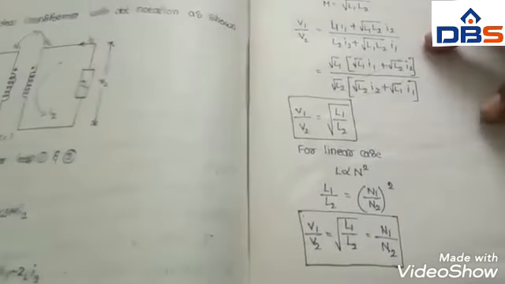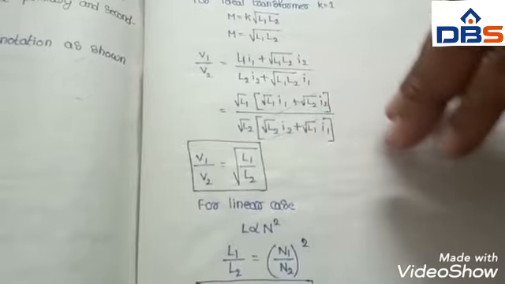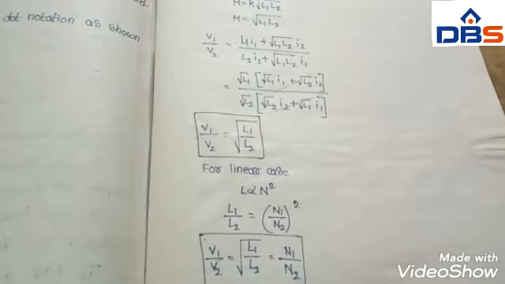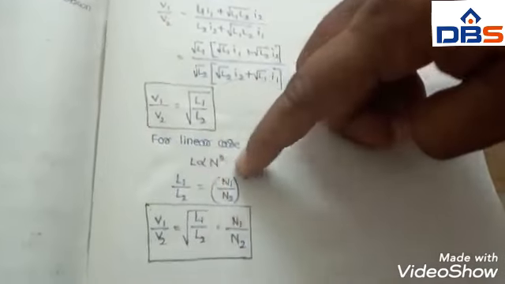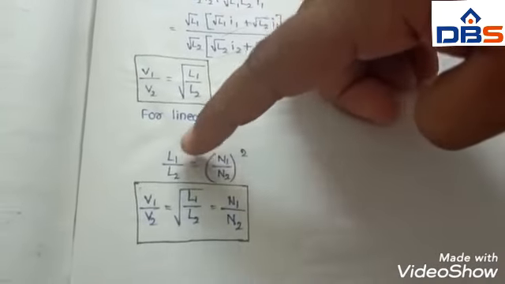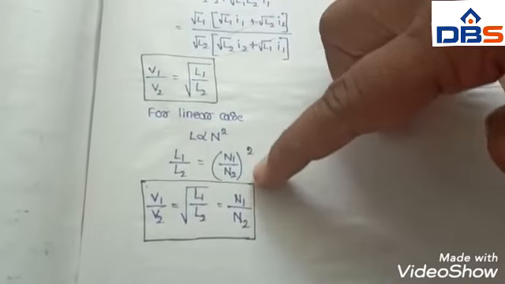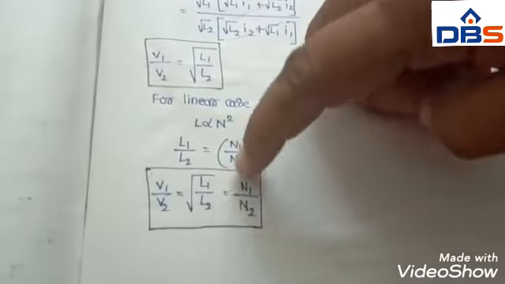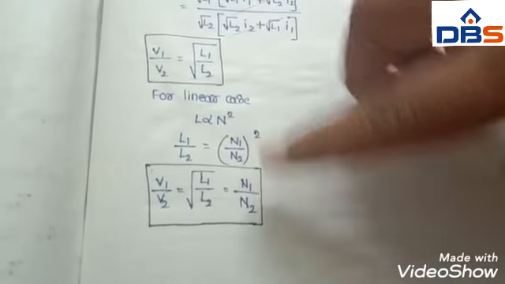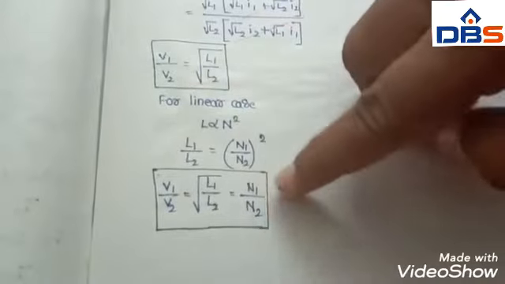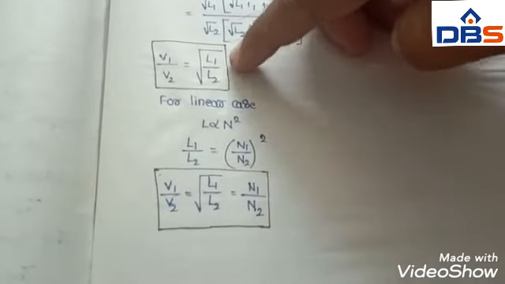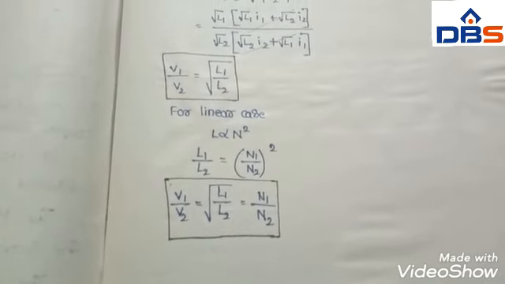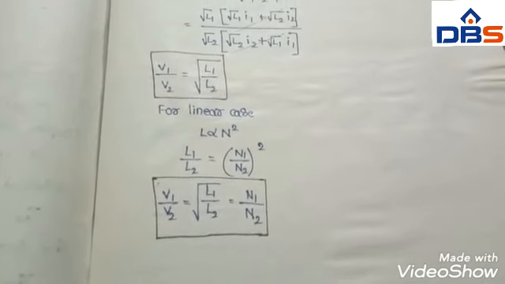Suppose the same derivation is asked for the linear transformer. For a linear transformer, flux is directly proportional to current, so L is proportional to N square. So L1 by L2 is equal to (N1 by N2) square. Substituting, V1 by V2 is equal to root L1 by L2, that is N1 by N2. For a linear transformer, V1 by V2 is equal to N1 by N2; for an ideal transformer, root L1 by L2. So this is about the fourth unit. The fourth unit is completed now. In the next video, we go to the fifth unit.